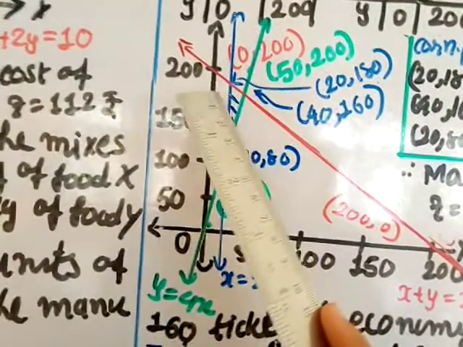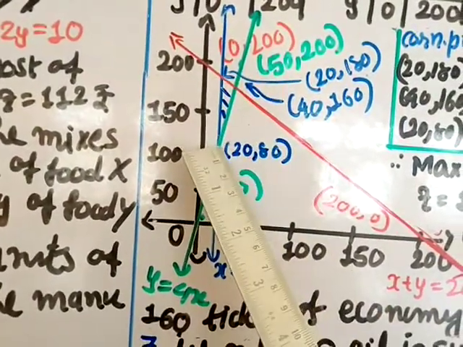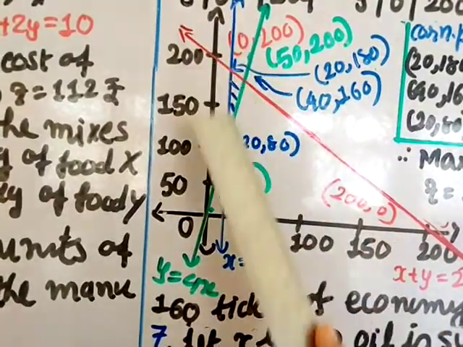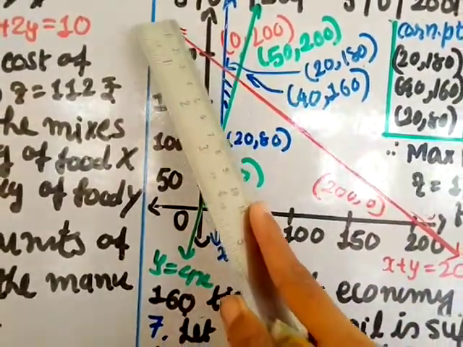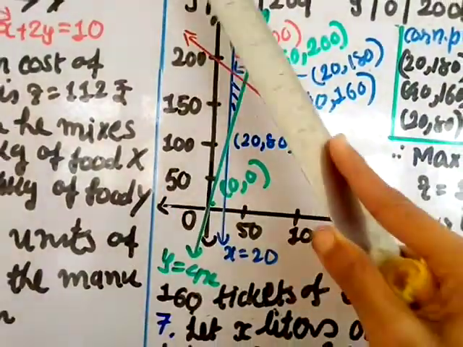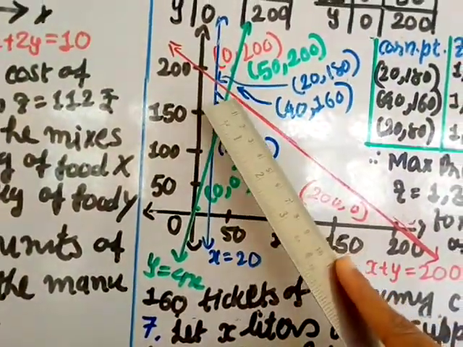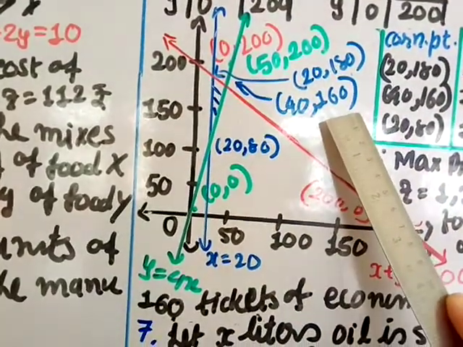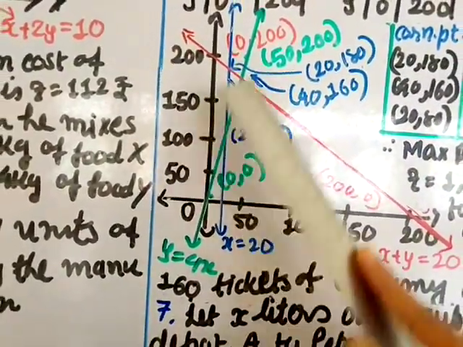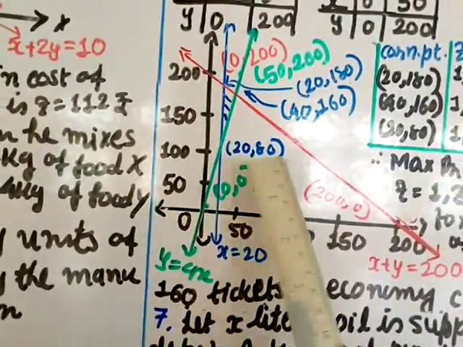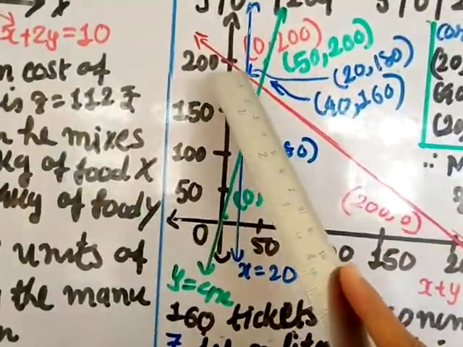Now here, the intersection points are 1, 2, and 3. I am finding 1, 2, and 3. This I am solving using the equation of this line and this line, and for this I am solving this and this one. This point you get (20, 180), and this you get (40, 160). And this one is (20, 80), that is the intersection of the green line and the blue line. So there are 3 corner points, 1, 2, and 3.